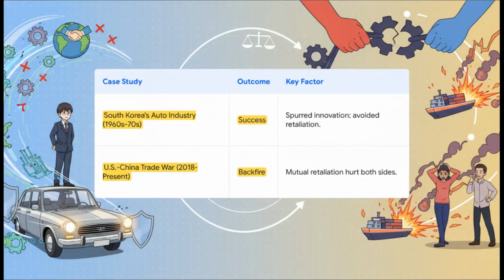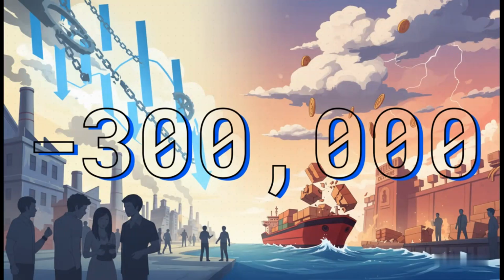Sometimes tariffs can work. You look at South Korea back in the 60s and 70s. They used high tariffs to shield their brand new car industry, and it worked. It forced companies like Hyundai and Kia to innovate like crazy, and they used smart diplomacy to avoid getting into a trade war. But then you have the recent U.S.-China trade war, which backfired spectacularly because both sides did exactly what Cookie Land and Pie Land did. And the cost? It was enormous.